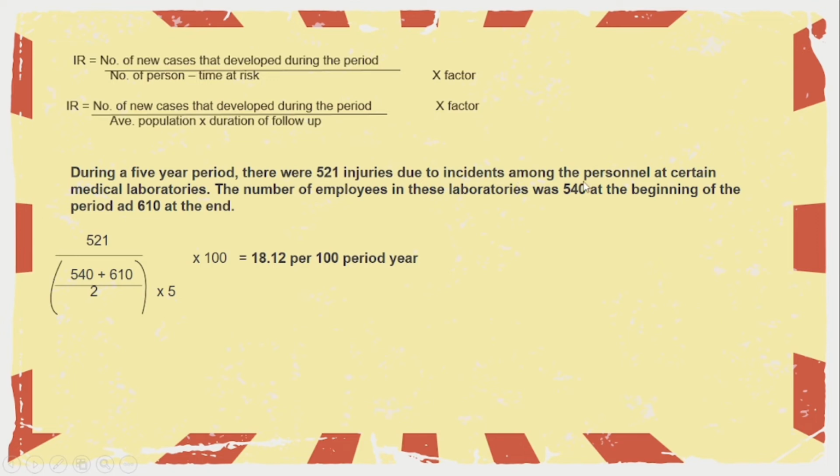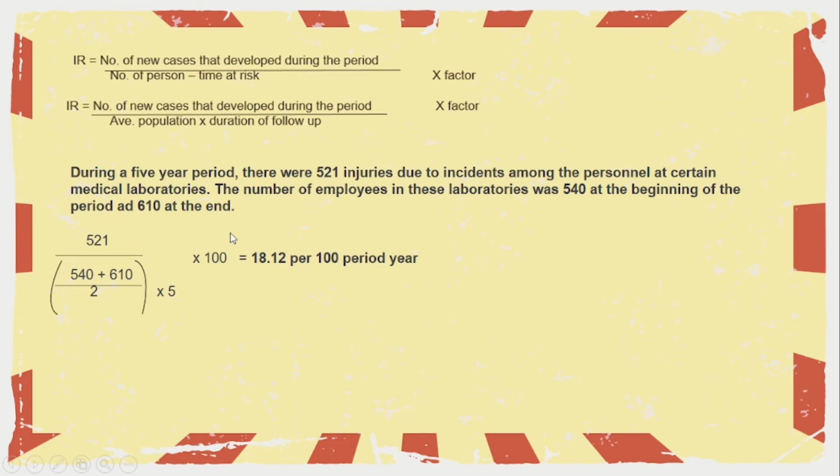Diba? So, kung kukunin mo yung average nila, i-add mo yung ilan ba yung population na na-observe mo? 540. And then, 610. The number of employees in these laboratories was 540 at the beginning of the period and naging 610 na sa dulo. So, add mo lang yung population mo, 540 plus 610 divided by 2, yun na yung average mo, times duration daw nung follow-up mo. Ilan ba yung duration nung follow-up mo? 5-year period. So, ito na siya. Apply mo lang times 5.